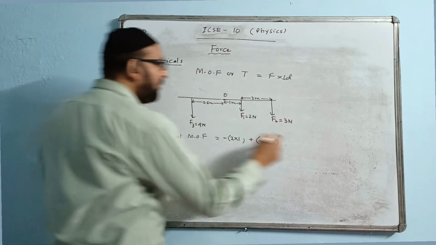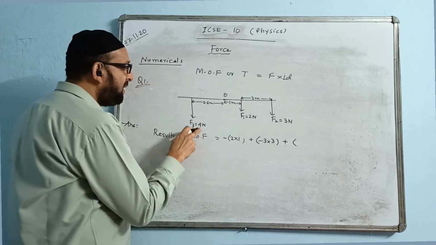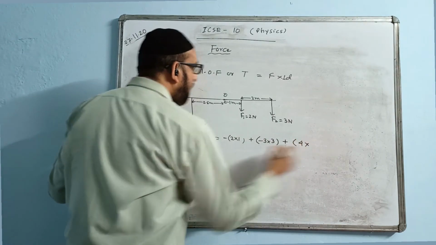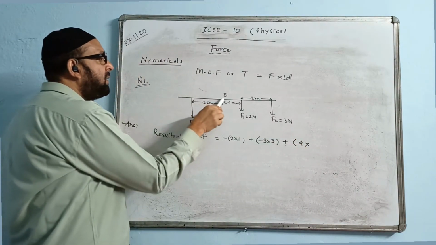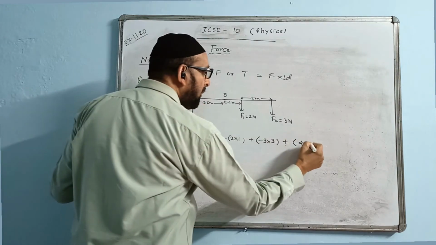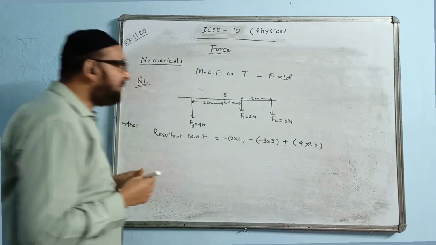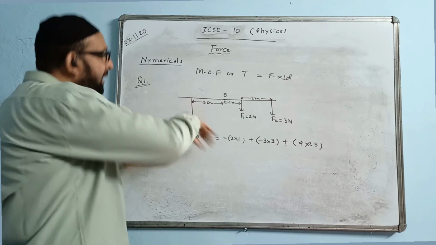And now coming to F3. F3 is 4 into, what is the distance from here to here? What is the distance? 2.5. And what direction will it move? I am sure this will move in anti-clockwise direction.